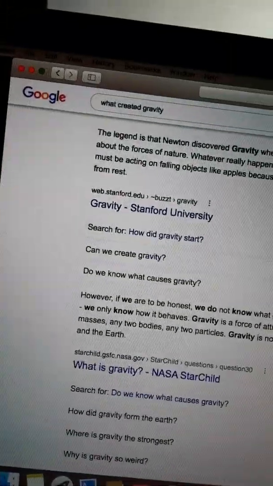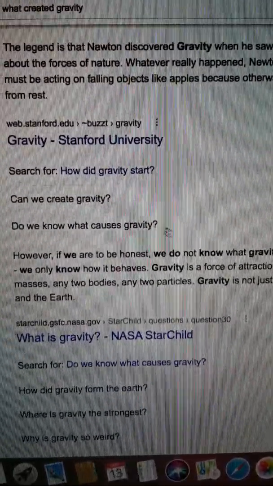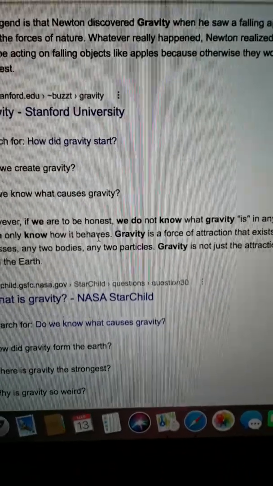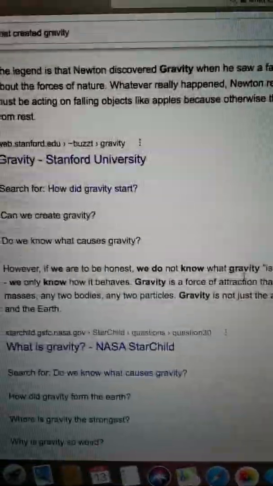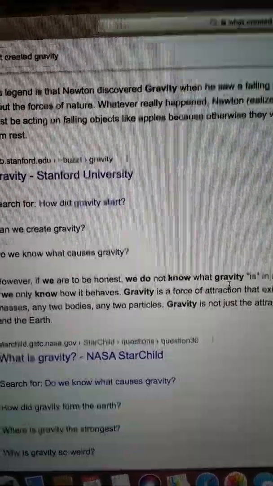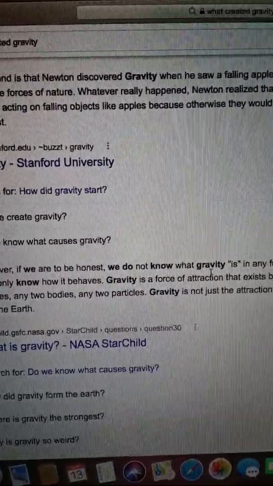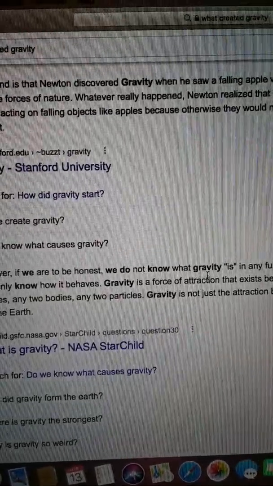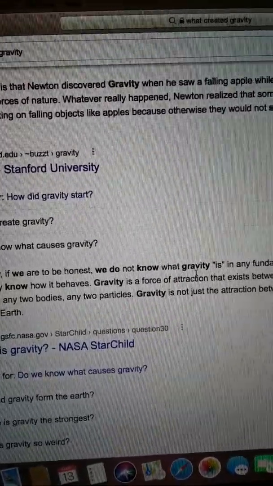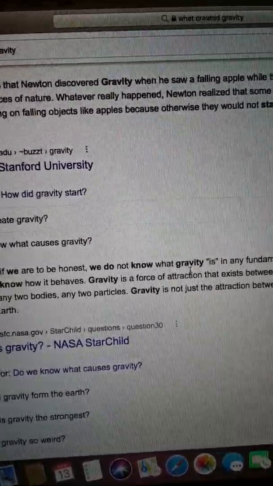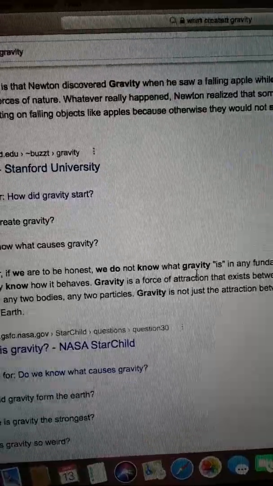Okay, right here. Now, however, do we know what causes gravity? They'll say, however, if we are to be honest, we do not know what gravity is in any fundamental way. We only know how it behaves, and that right there is being intellectually dishonest, because to show an apple or an object falling towards the ground, the only phenomenon that you are observing to form a hypothesis off of is the apple, not what is causing it to fall, because you have no indication of that.